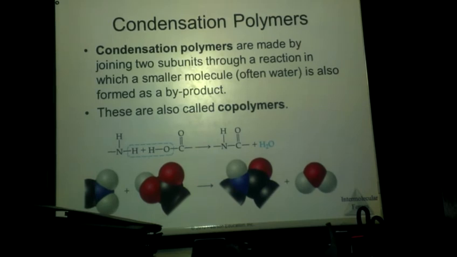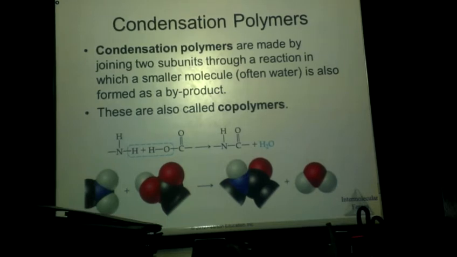Condensation polymers are a little bit different. Condensation polymers are made by joining two subunits and trying to get rid of another unit that was originally connected to those subunits. A lot of times in condensation polymers, you're going to have a byproduct of water.